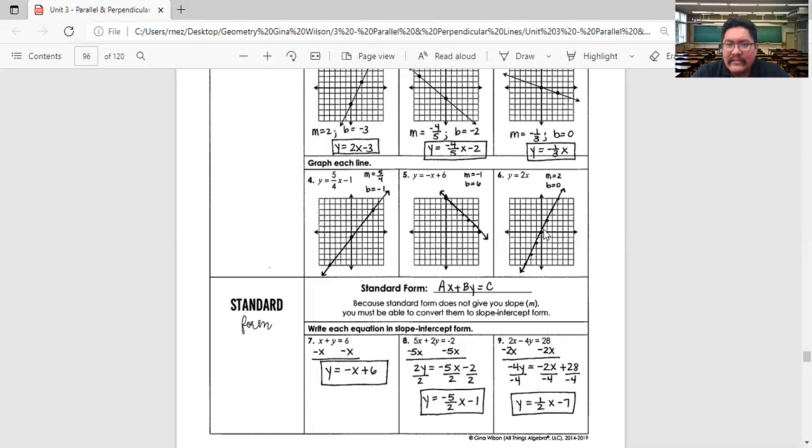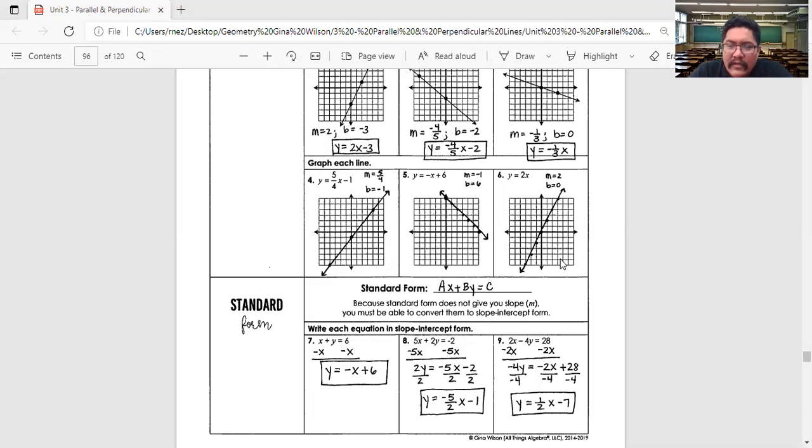Now, sometimes I get students that will say something like up 2, nothing, up 2, and they'll get, you know, an undefined line. But don't forget, this isn't over 1. Up 2 over 1, up 2 over 1, up 2 over 1. There you go. So we graphed a couple of those.